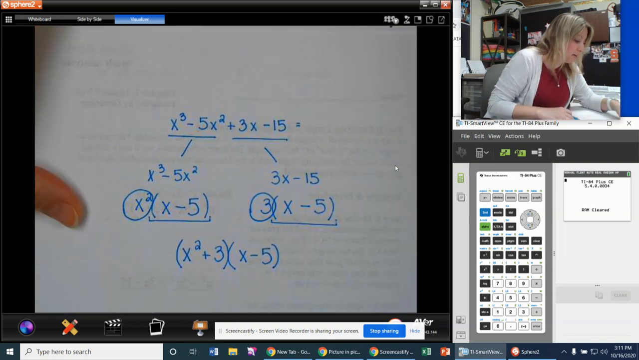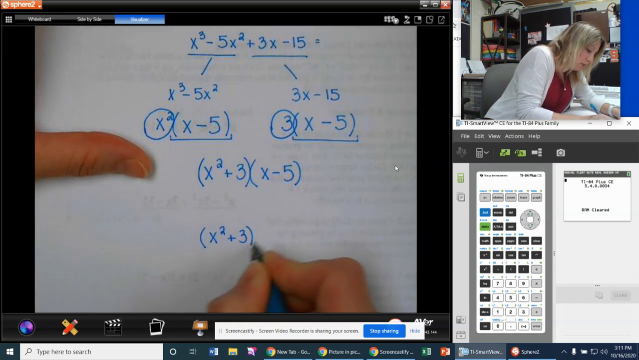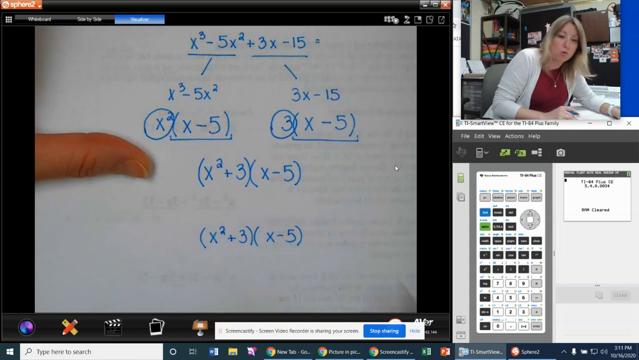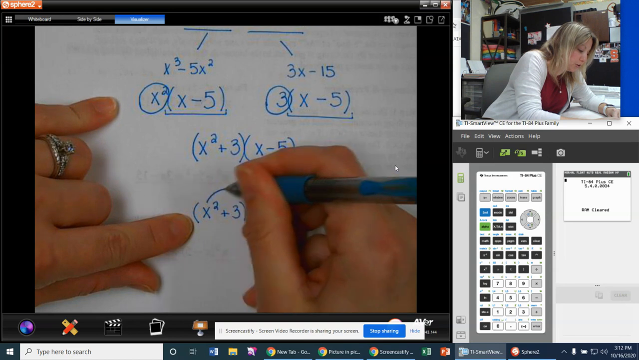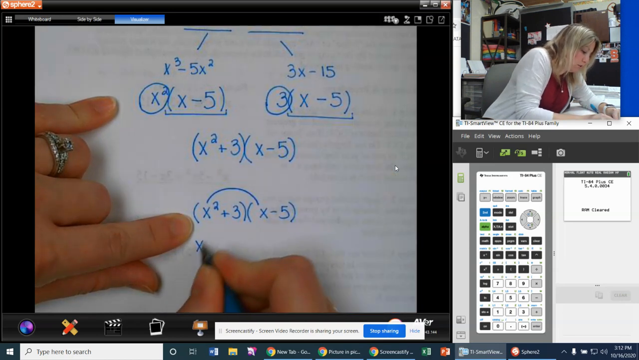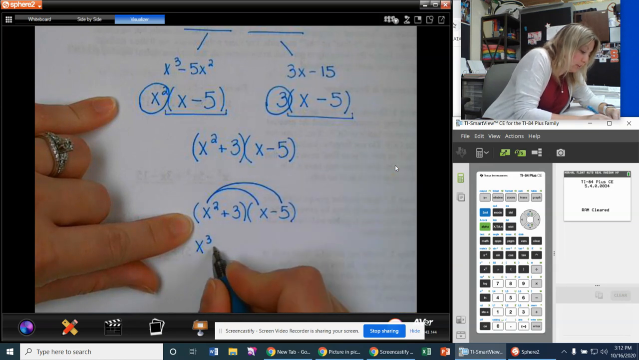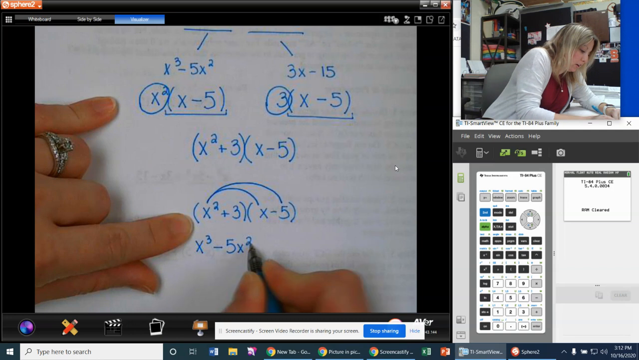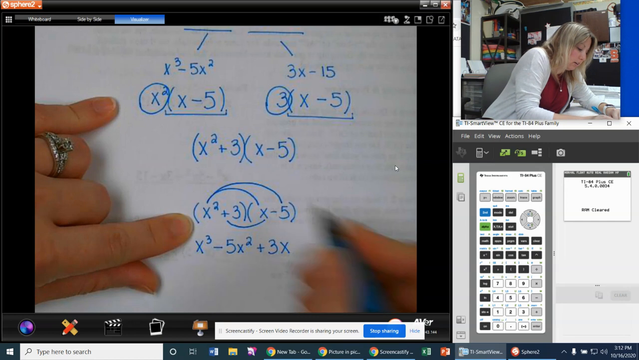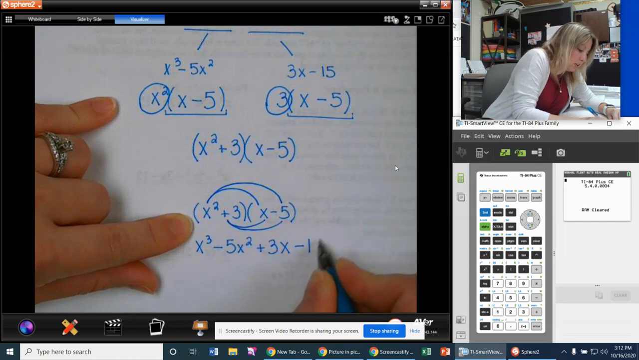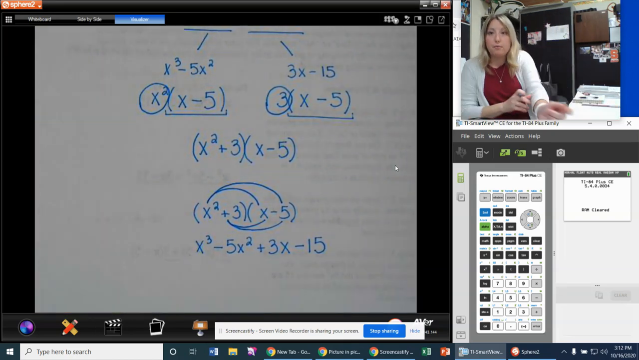How do I know that's the final answer? I can FOIL it just to check. I'm going to rewrite it down here and FOIL it separately and make sure I get those same 4 terms when I'm done. FOIL is first: x squared times x is x cubed. Outer: x squared times negative 5 is a negative 5x squared. Inner: 3 times x is a positive 3x. And last: 3 times negative 5 is negative 15. And look at that, it's exactly the same polynomial that I started out with.